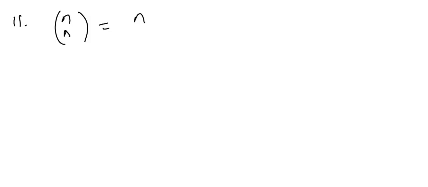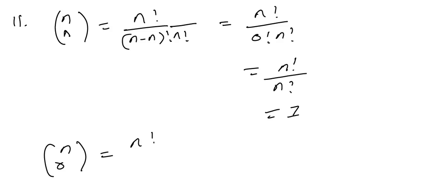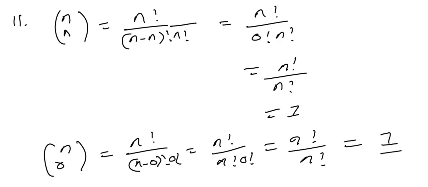n choose n is just n factorial over n minus n factorial and n factorial. This is equal to n factorial over 0 factorial and n factorial. This will be n factorial over n factorial, which will just be 1. Again, n choose 0 is the same as n factorial over n minus 0 factorial and 0 factorial. This is the same as n factorial over n factorial and 0 factorial, which is still going to be n factorial over n factorial. This should be 1.